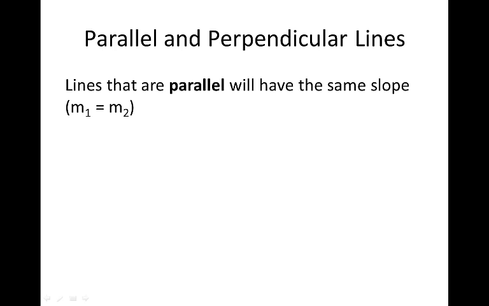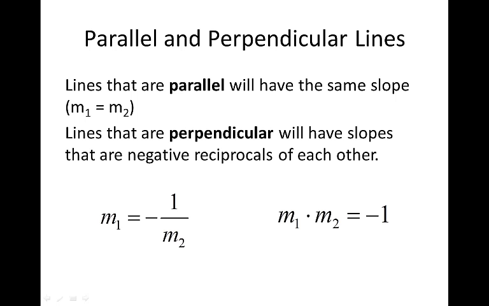So, parallel and perpendicular lines. Lines that are parallel have exactly the same slope. It's important to know, and I think that is reasonable, right? Lines that are perpendicular, this is a little bit harder to intuit, but their slopes are called negative reciprocals of each other. That is, m1 equals negative 1 over m2.